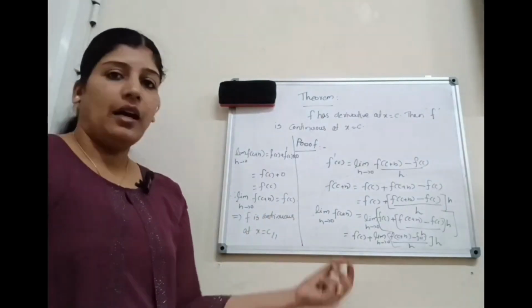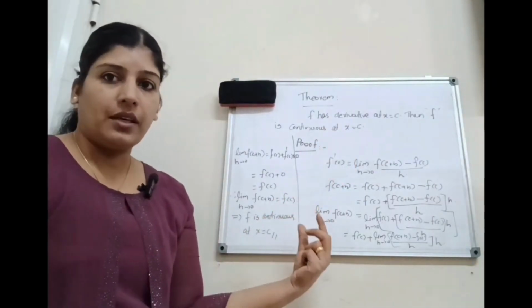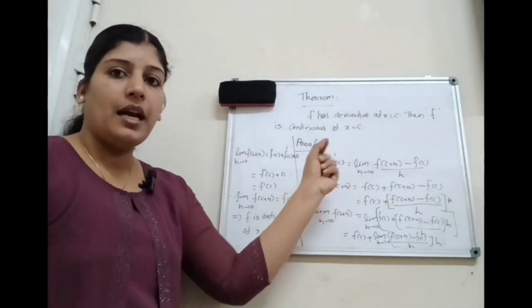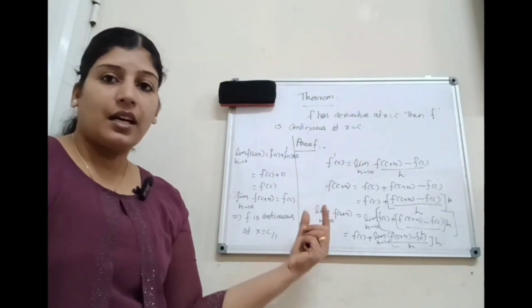That is, f has a derivative at x equal to c, which means f is differentiable at x equal to c. That is, if this function is differentiable, it will also be a continuous function. That is, a differentiable function is always continuous.